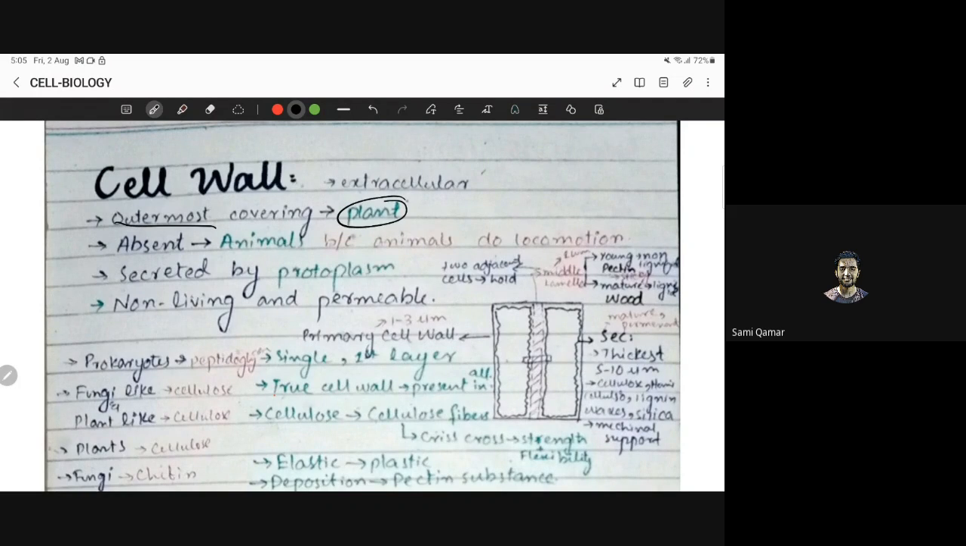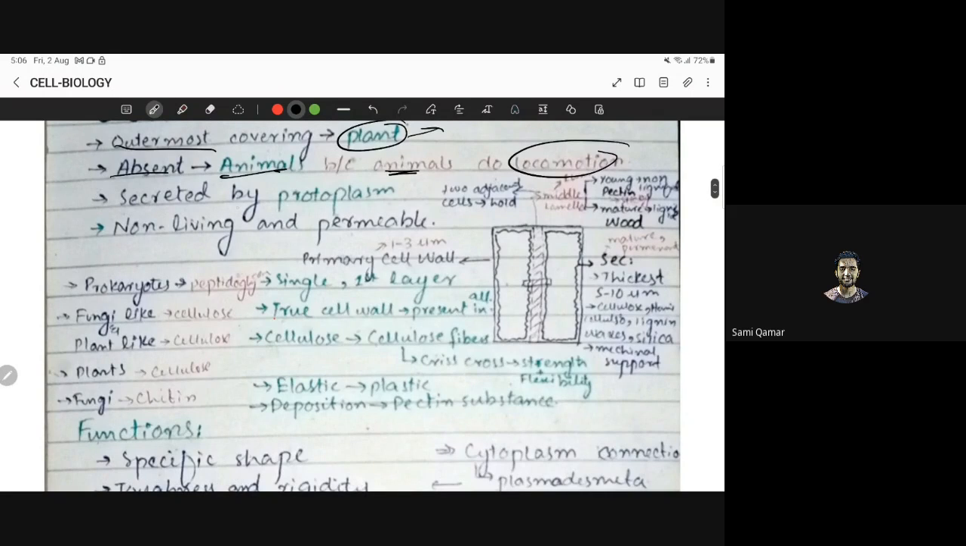We will be going very hurriedly, so you have to be attentive to catch up, because we don't have time. We have to cover a very big chapter. It will be absent in animals because animals do locomotion. Plants are steady, that's why they have the cell wall. Cell wall is secreted by protoplasm.